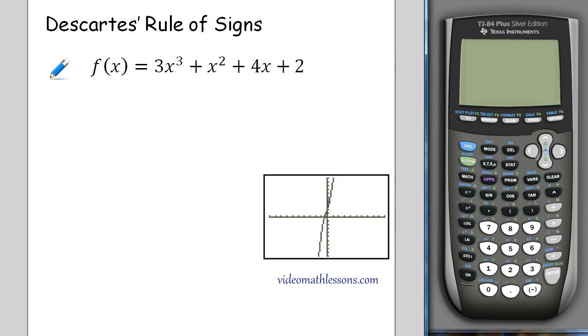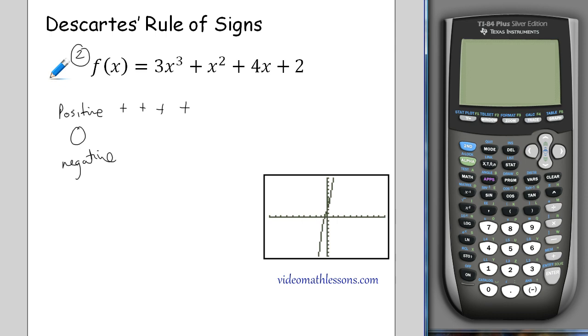Let's try it again. Question 2. This one I actually graphed. We don't need to graph it. So let's look at the positives. So I'm just going to run through it. So it's positive, positive, positive. It's all positives. There is no sign change. So I know there's 0 positive roots. You can even say there's no way it's going to hit the positives. So let's do the negatives.